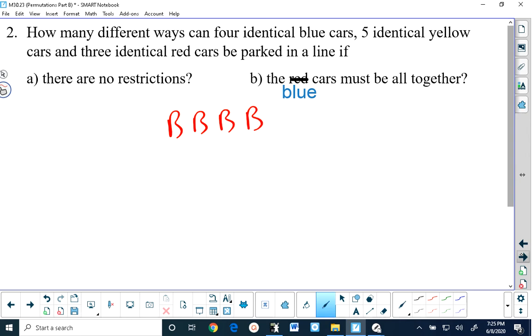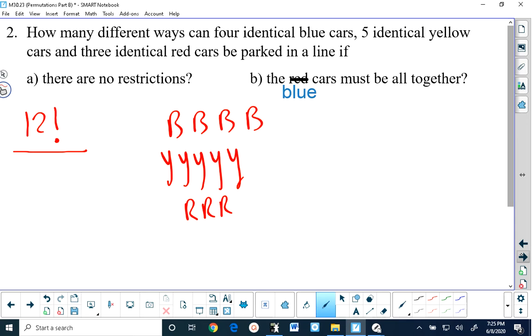I also have 5 yellow cars, and then I have 3 red cars. And the first question is, how many ways can I park all of these vehicles in a line if there are no restrictions? Well, if I count the number of items, I have a total of 12 items. But 4 are identical, I can't tell the 4 blue cars apart. I have 5 yellow cars, and I have 3 red cars. And that's the answer to A. We'll calculate that in a minute.